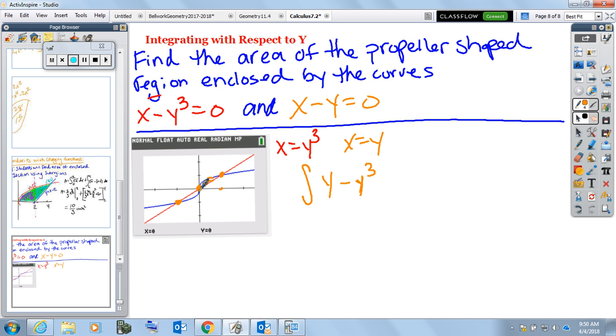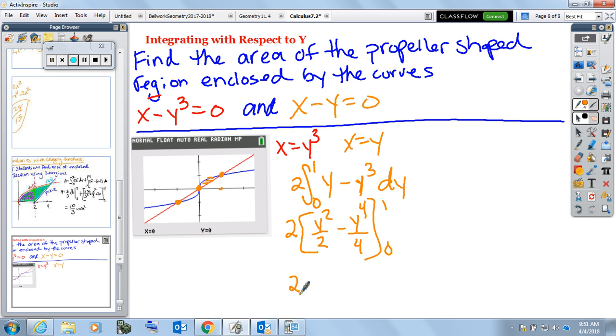Because we haven't done this in a while, I'm going to say this is 0 to 1 and then multiply it by 2, using our properties. You can do it from -1 to 1, but I wanted to switch it up and go from 0 to 1 and multiply by 2, because it saves a little time. Now check how easy this antidifferentiation is going to be: 2 times y squared over 2 minus y to the 4th over 4, all evaluated from 0 to 1.